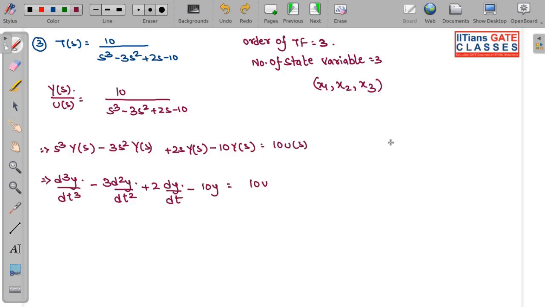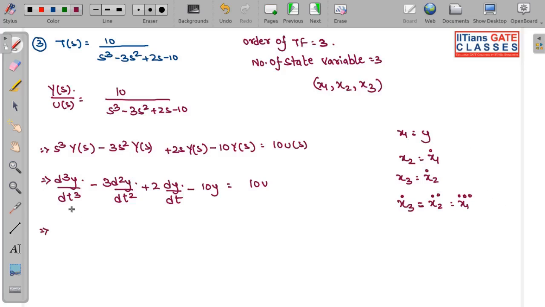Okay, so now very quickly let us write. If x1 is equal to y, then x2 is equal to x1 dot and x3 is equal to x2 dot. Okay, so then we can write x3 dot is equal to x2 double dot or x1 triple dot. And x1 is equal to y. So this will be d cube y by dt cube.